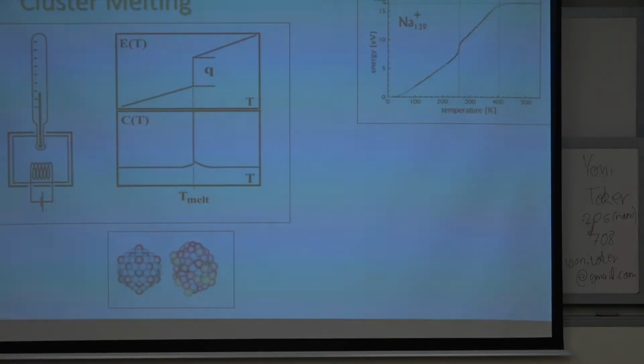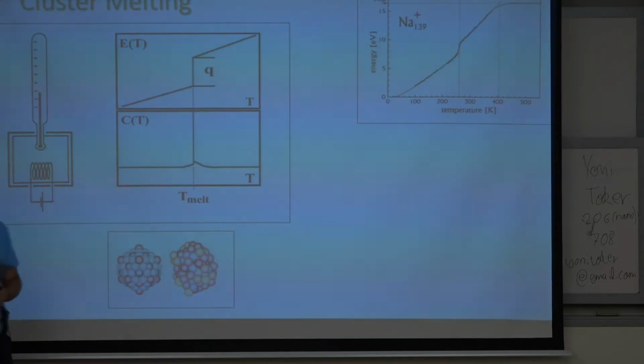I'll give you another example of this phenomenon of magic numbers, and this is a much more difficult experiment. It is so difficult that I know of only one guy in the world who does it really beautifully. I know of some other people who tried, and their results are not so impressive. And even that guy is retired, so he's not doing these experiments anymore. But this is an experiment about cluster melting.